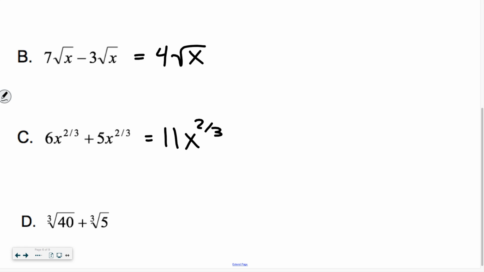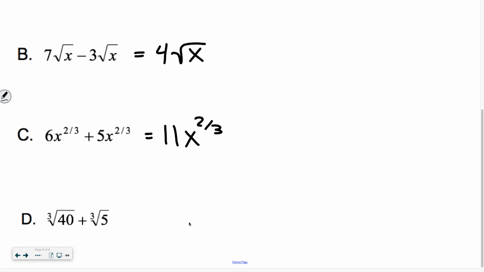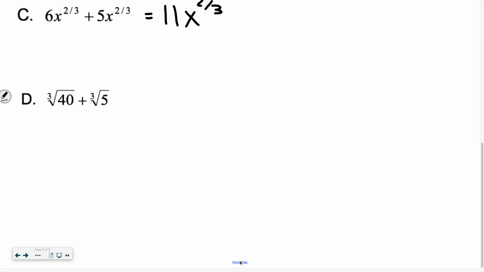Okay. And then D, cube root of 40 plus cube root of 5. Can I add those as is? No, they're not like terms. Essentially in my story, a cube root of 40 is something totally different than a cube root of 5. Before you leave a problem like this, make sure all your radicals are simplified. We haven't really ever simplified a cube root before, so this one's going to be a little bit new.